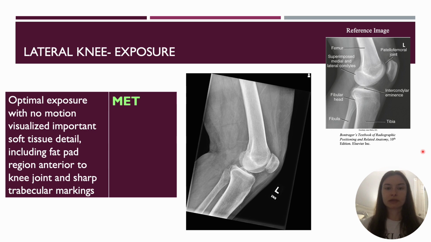And then lastly for lateral knee we have exposure, which has one criteria, which is optimal exposure with no motion, visualized important soft tissue detail, including fat pad region anterior to the knee joint and sharp trabecular markings. So I did say met for this one because the bones do appear clear and sharp, and that soft tissue detailing is visualized, and you can visualize the anterior region, fat pad region, in front of the knee joint right here.